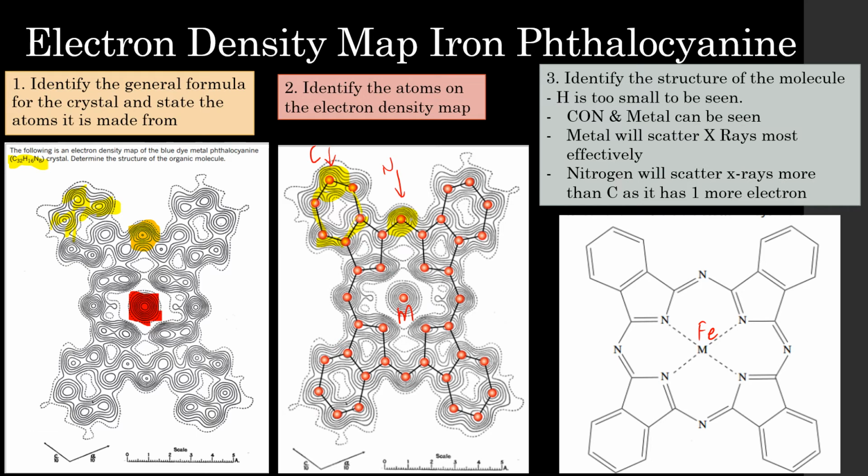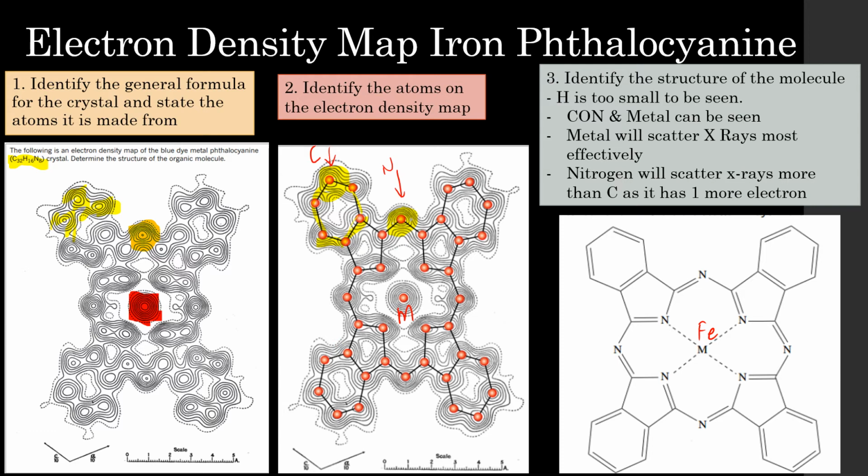The one with the most scattering should be the metal. It's got the most electrons. It should scatter the X-rays the most. The next one will be nitrogen. Nitrogen's got 1 more electron than carbon, so it will scatter the X-rays a little bit more. And then finally, carbon's got the least electrons, so they'll be a little bit more spread out, and so that's the carbon crystals with the wider spacings.